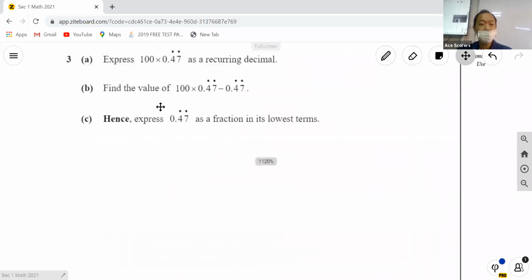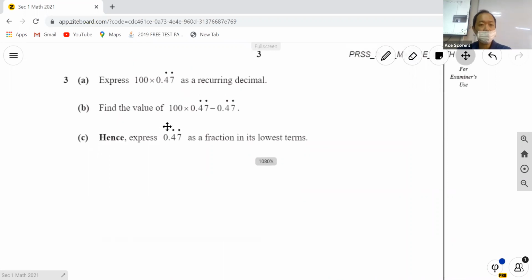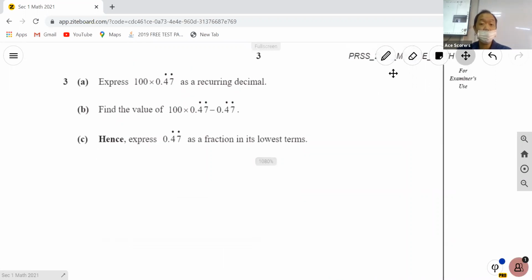Okay, next, express 100 times this thing as a recurring decimal. Samuel, what do you get for this? Yeah, 47. Okay, so just put 2 dots at the top, because when you multiply by 100, you're just shifting the decimal place. Two dots in front, right?